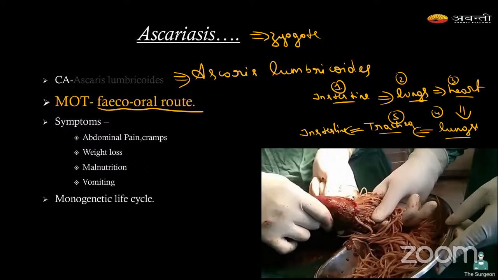In the intestine it is going to live. Students, remember here, in the intestine it lives. So then we call it a monogenetic life cycle. When we talked about amoebiosis, Entamoeba histolytica is monogenetic, having only one host. Here also Ascaris lumbricoides is monogenetic.